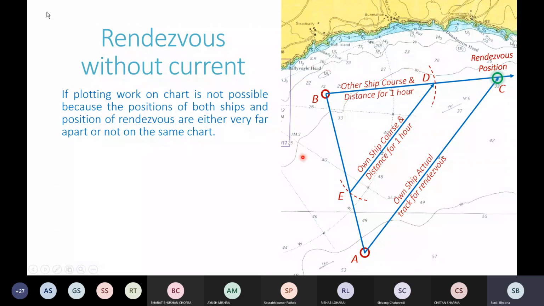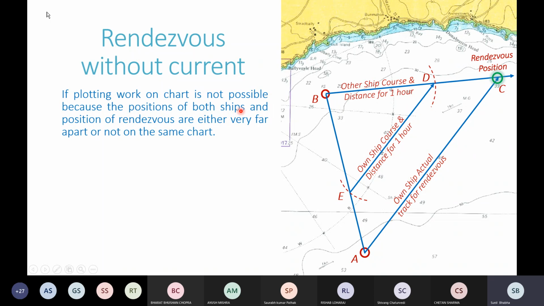There could be a special case in these types of questions, making the question a little complicated. What could be that case? Now, if plotting work on the chart is not possible, what could be the scenario in which it is not possible?